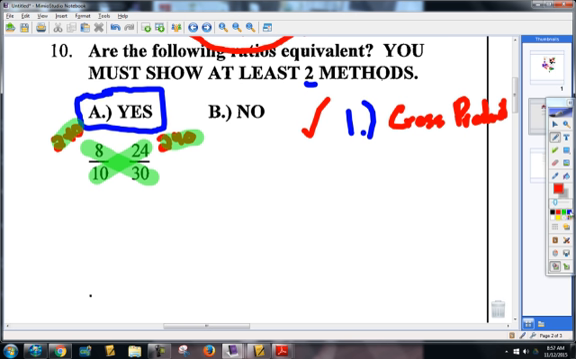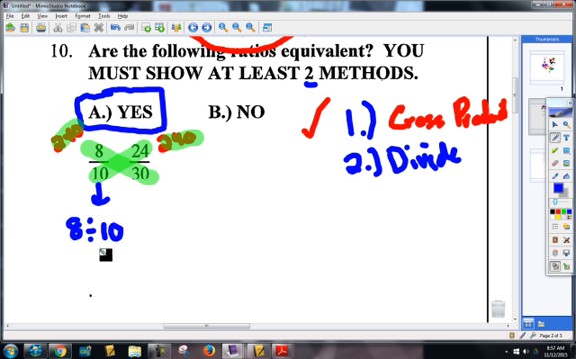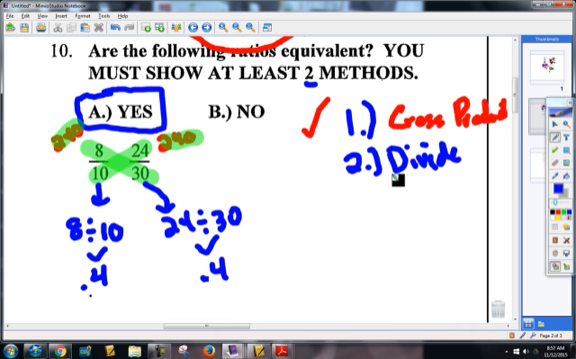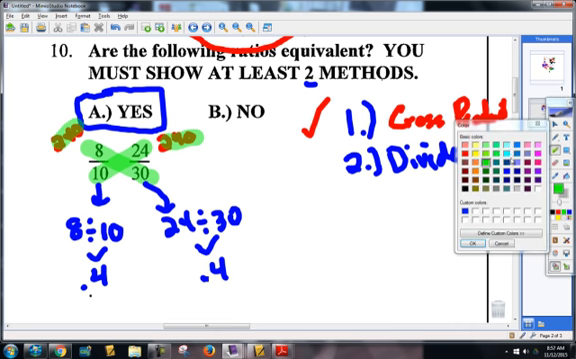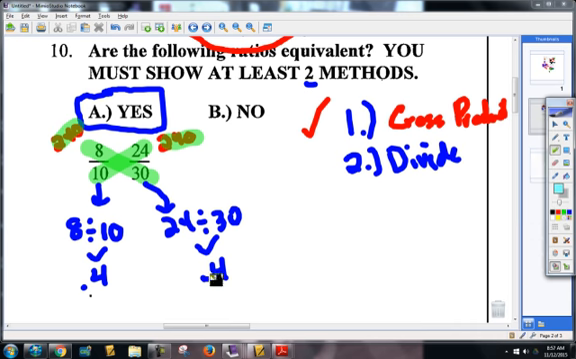Let's go to method number 2 that you can always do. What's method number 2, Eva? You can divide them because all ratios are division problems. Top number divided by bottom number. So when I do that, I'll write it out here so we can make sure we see it. 8 divided by 10, that gives me 0.4 or 4/10. When I do 24 divided by 30, that also gives me 4/10. So did I just prove it even further that those are absolutely equal? I'm sorry, 8/10. That's what I meant. Sorry. I was so confused.